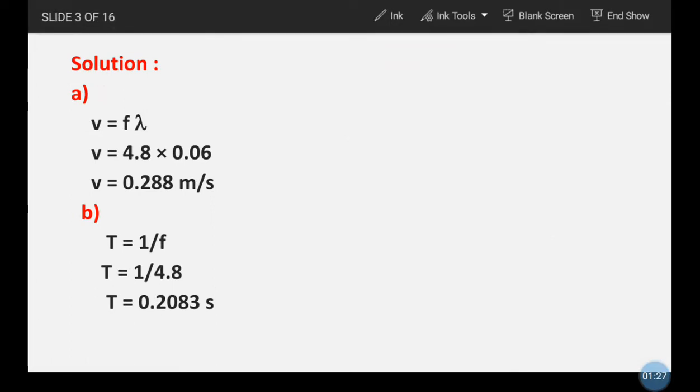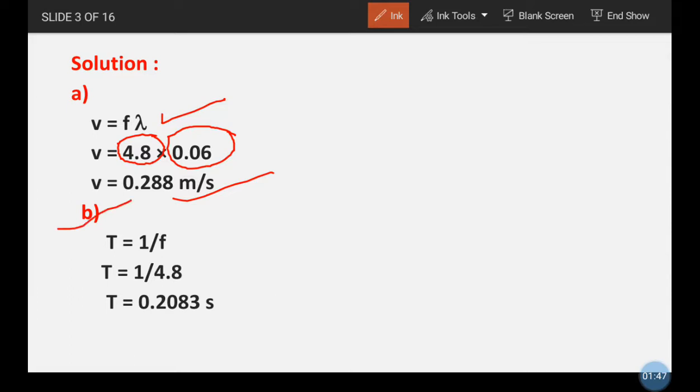Now first of all, for finding the speed, we will apply the formula v is equal to f lambda. Here we have the value of f, which is 4.8, and lambda is 0.06.